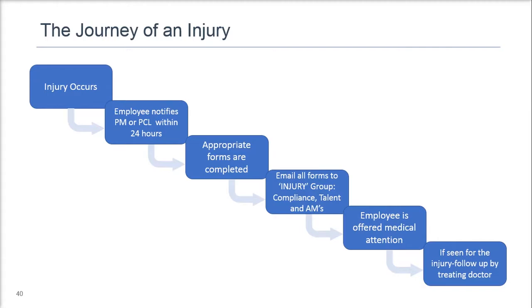All of the completed forms are emailed to compliance, talent, and our area managers. And if you choose to accept medical attention, you'll be instructed to go to a specific facility that we are contracted with through our workman's comp insurance, and all follow-up will be maintained and addressed by the treating physician. As I mentioned earlier, there are various forms that will need to be completed based on the type of injury. Your practice manager and/or patient care leader can guide you through the required forms.